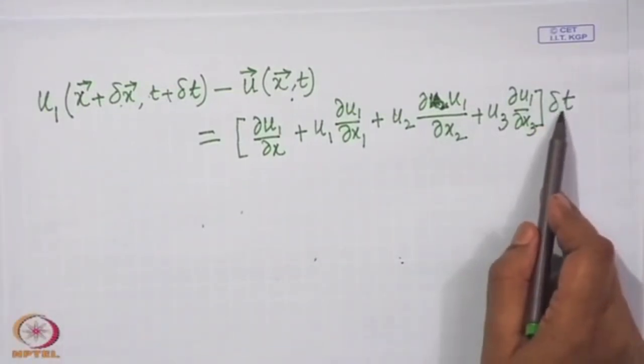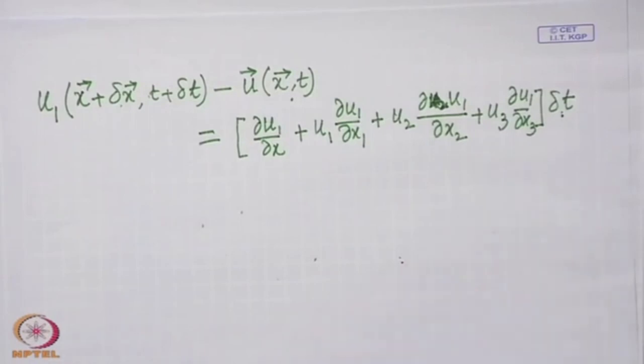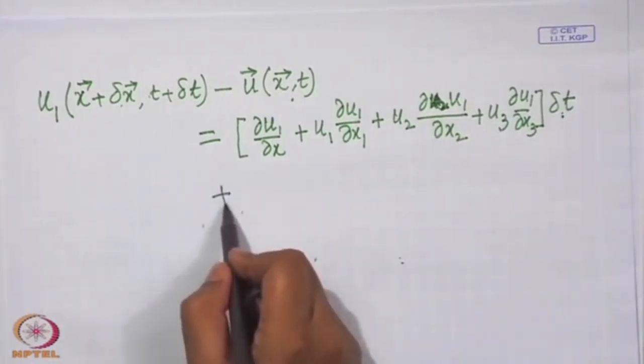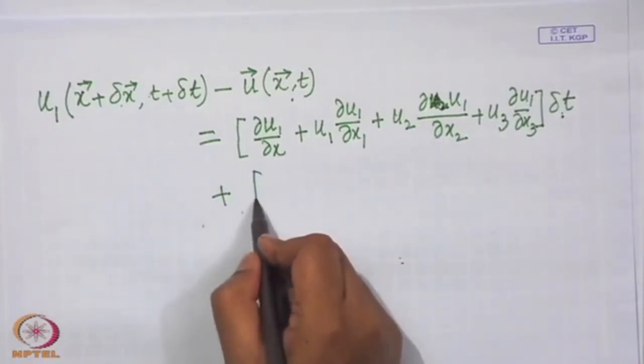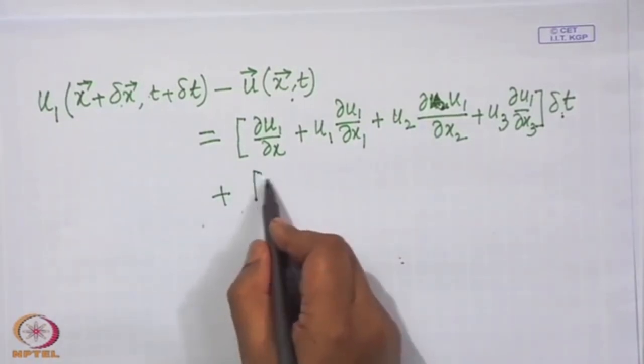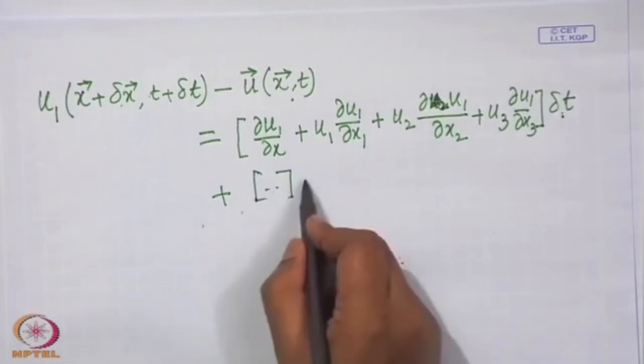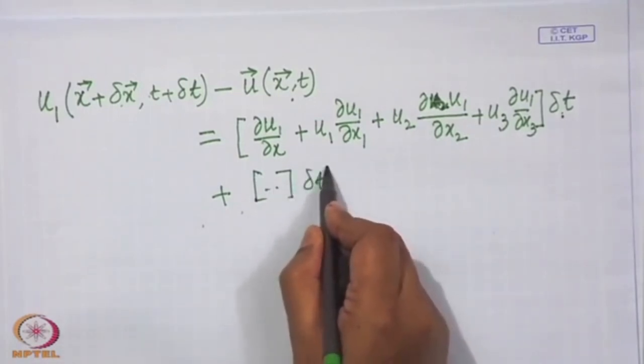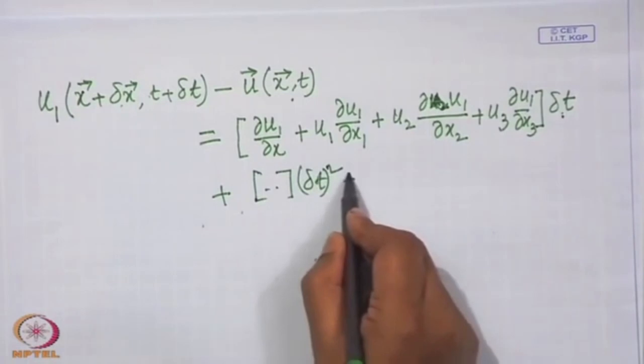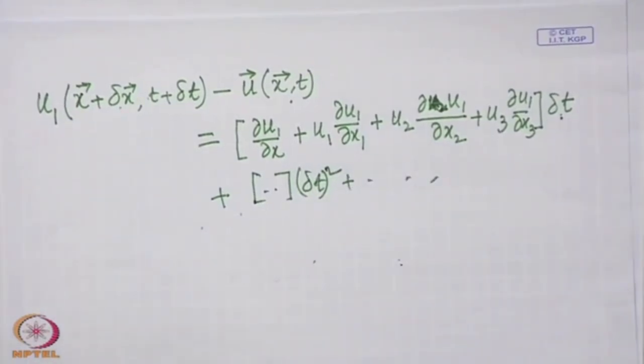The first term is of the order of delta t, and the second term, without writing all details, we will simply write as something multiplied by delta t square, and so on.